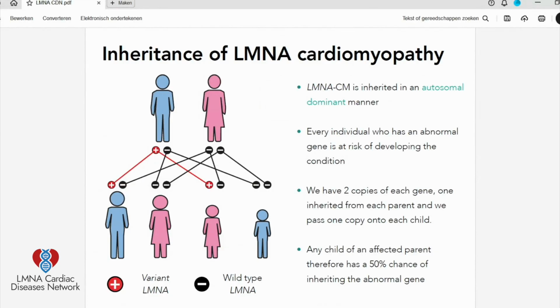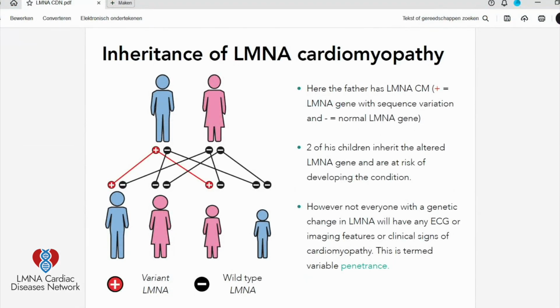So lamin is inherited as an autosomal dominant condition. We have two copies of every gene, one we get from our mother, one from our father, and the LMNA gene is no different. And so if there's a genetic change in one copy of the gene, that can predispose that individual to developing LMNA cardiomyopathy. So in this very simple family construct, we've got a father who has the lamin variant, which is the altered copy of the gene, and one copy of the wild type, which is the unaltered copy or the normal sequence. The mother is obviously unaffected. So as you can see, there's a 50-50 chance that he will pass that on to any of his children. Here we've created a scenario where two children inherit it, which is statistically the most likely. But of course, it's a 50-50 chance any time that couple have a child, so it could be anything from 0 to 4 who are affected. Next slide, please.